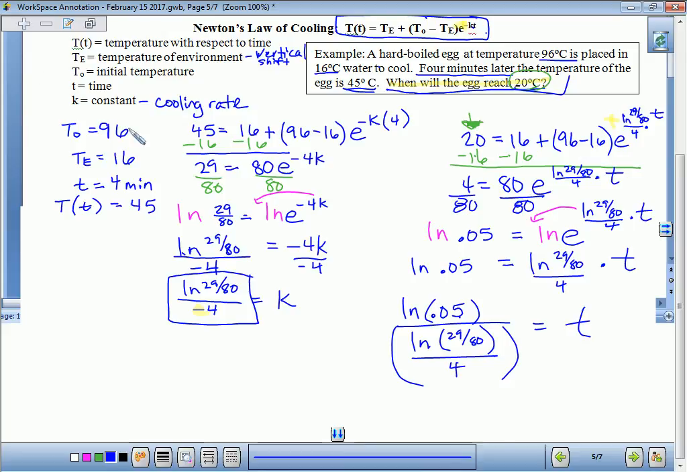Okay. All right, guys, see if you can punch this in correctly. Is it 11? Yes, it is. All right, 11.8 minutes is our time.